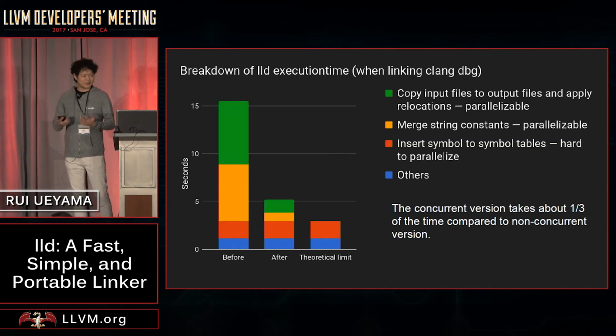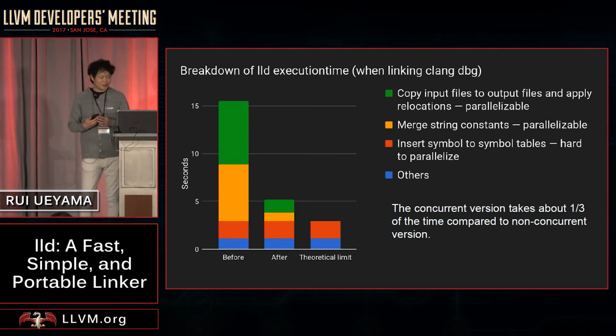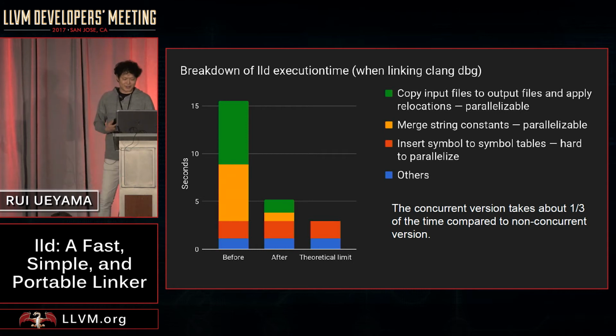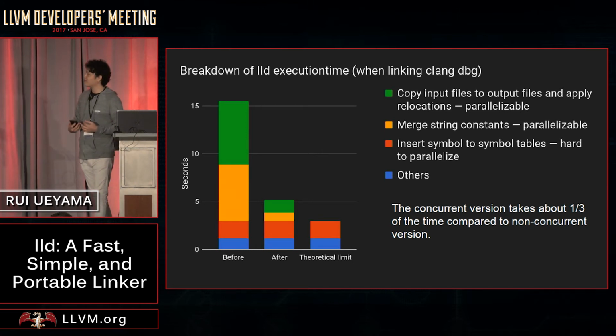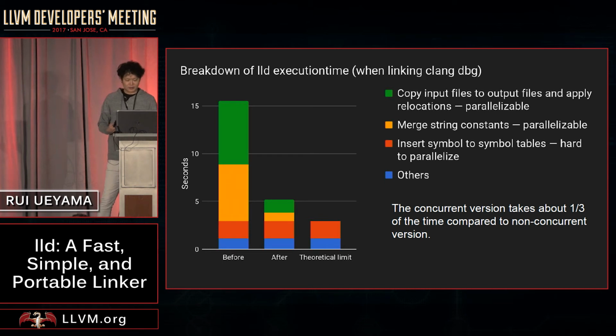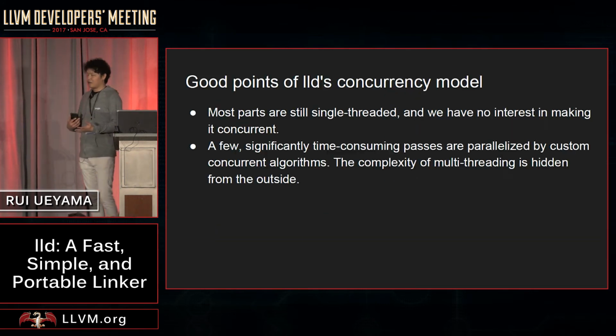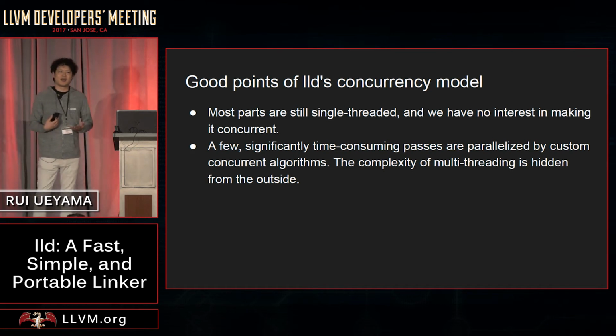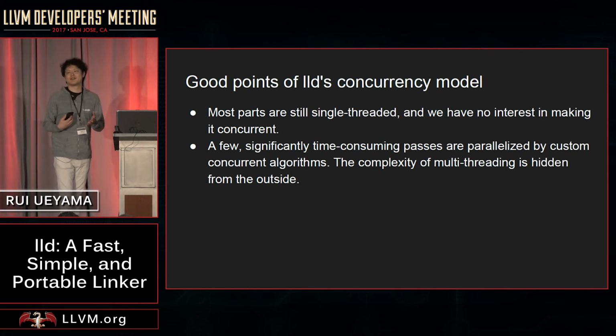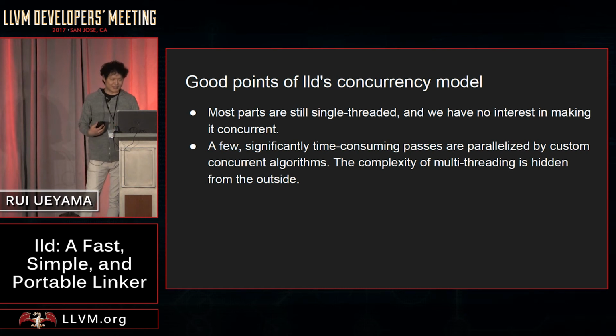So what is the result of these optimizations? After applying these techniques, LD takes 1/3 of the time than before, which is, I think, a pretty good number. And this is, I think, pretty close to the theoretical limit that we can achieve. This design is good because most of the linker is still single-threaded, and only a small part of the code is parallelized. So you don't care about threading or threading bugs when you are dealing with most of the linker. This is pretty easy to understand and easy to read.